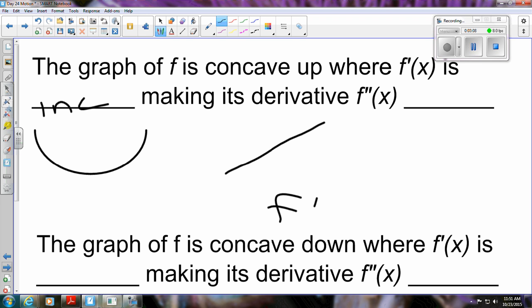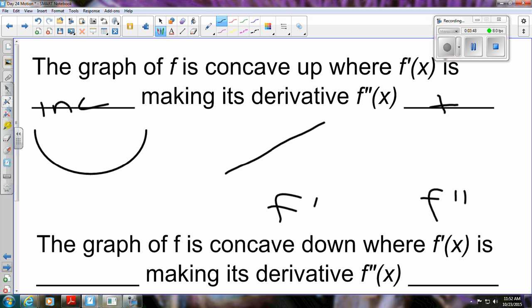It's increasing. And if the first derivative is increasing, what do we know about the derivative of the first derivative, also known as the second derivative? Well, if the first derivative is increasing, its derivative, the slope of the tangent to this graph, would have to be what kind of a number? Would it be 0, the slope of the tangent? No. Because it's going up, what kind of a number would it be? Positive.